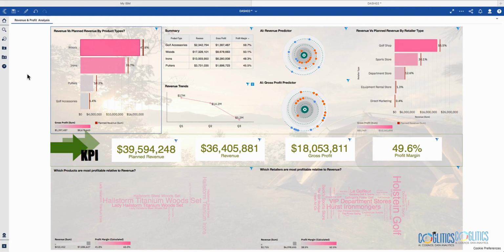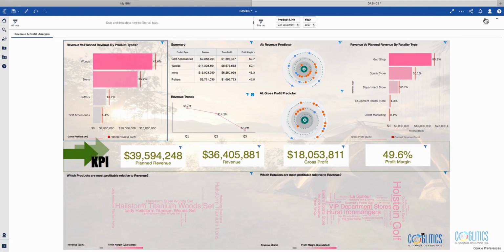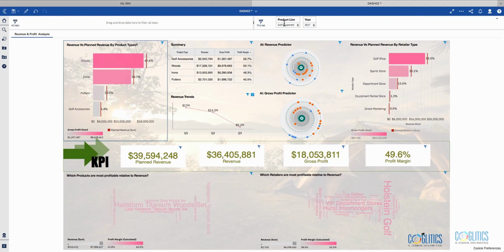Alright, so in this chapter we are going to be creating this dashboard, and you should have already downloaded the file, uploaded it, and created your data module, and you should be familiar with this data. At the moment I've filtered on golf equipment only, and the year is 2017. What this dashboard does is look at our revenue and our profit.